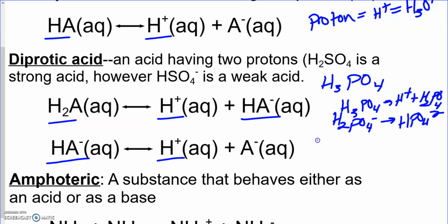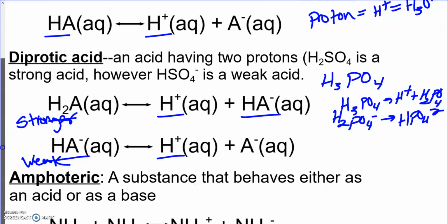Something to keep in mind is that as it's losing a hydrogen, the acid is getting weaker. So H2A is a stronger acid than HA minus. We're not going to use the word strong because we don't actually know how strong it is. Each consecutive hydrogen or proton that is lost, the acid does get weaker and weaker, and that's going to affect some of the math we do in a little while.